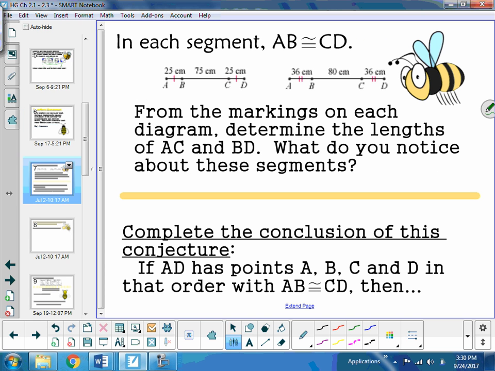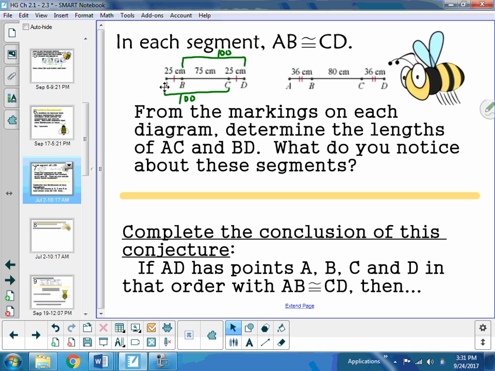So, here's an example of deduction. In each segment here, AB and CD are congruent, and they're marked that way as well. From the markings on each diagram, determine the lengths of AC and BD. And then what do you notice about these segments? So AC, if I go from here to here, I can see it is 100. And then BD, if I go from here to here, is 100. All right, not too shocking. What if I go from A to C here? I have 116. If I go from B to D, I have 116.